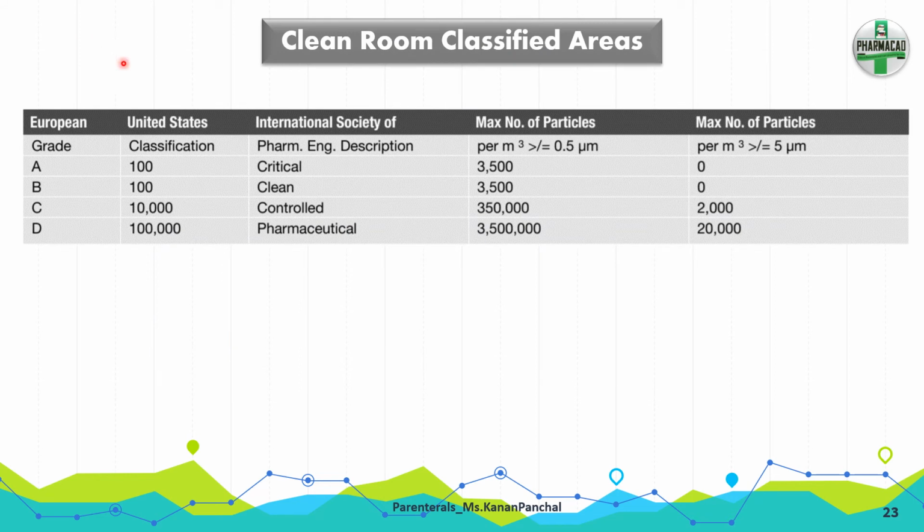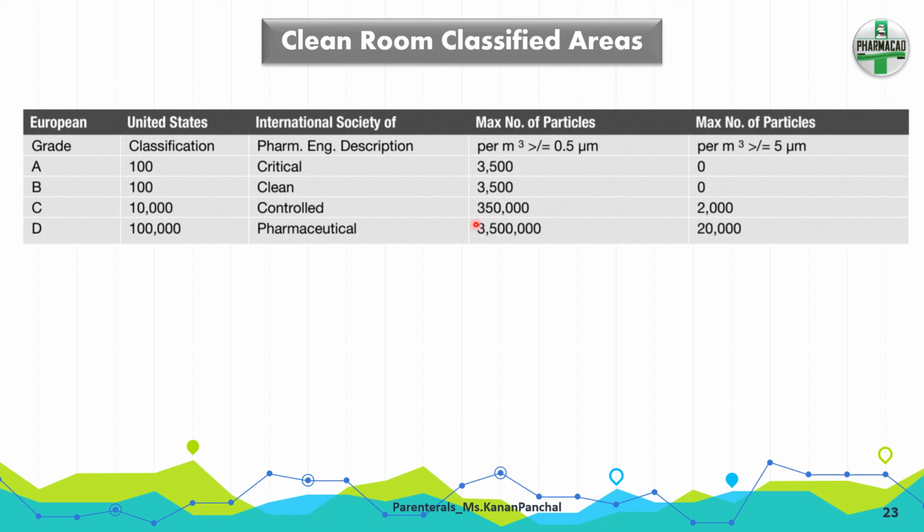Now here we've seen how the manufacturing procedure is so critical and every step is of utmost importance. It has to be carried out in a systematic way so as to prevent any contamination and maintain the sterility. So for that purpose, there are different classifications of the rooms at which these procedures have to be carried out. This is the clean room classified areas.